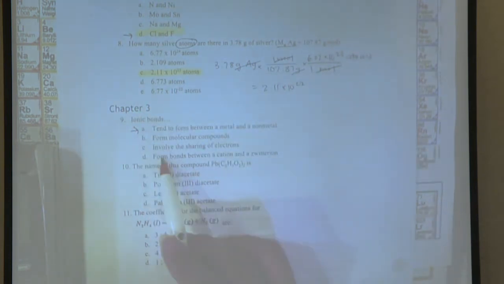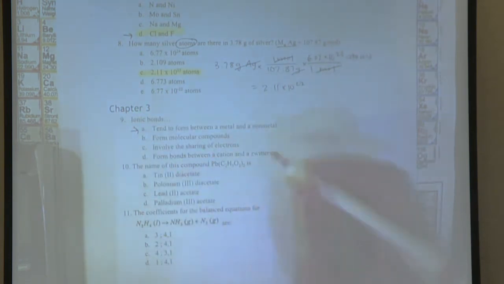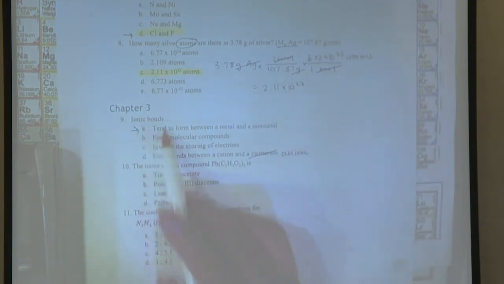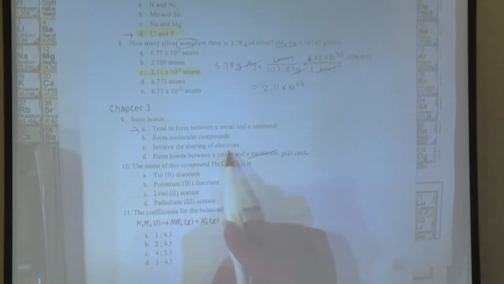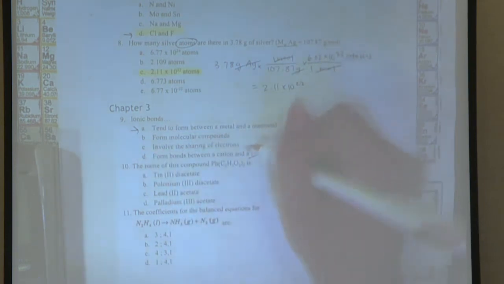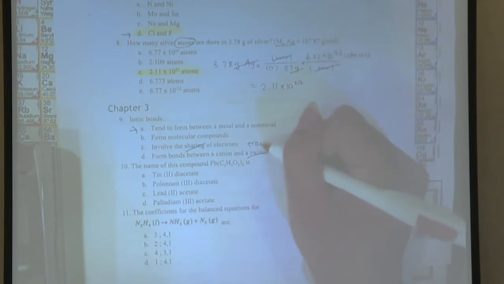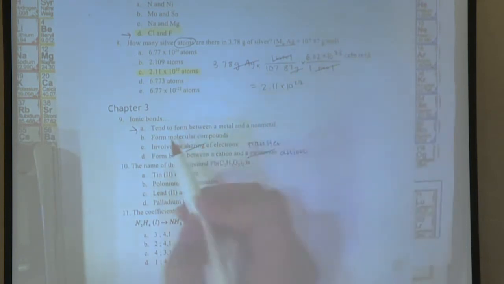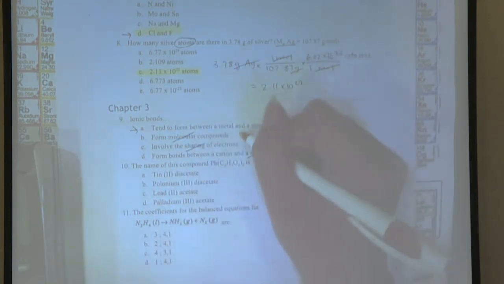If ionic bonds were to form bonds, they would be between a cation and an anion. Ionic bonds don't involve the sharing of electrons. This is a very unequal kind of relationship in which one atom gets all of it and the other one gets none of it, right? So this is not sharing, this is transfer. They don't form molecular compounds, they form ionic compounds, right? So here has to be A.